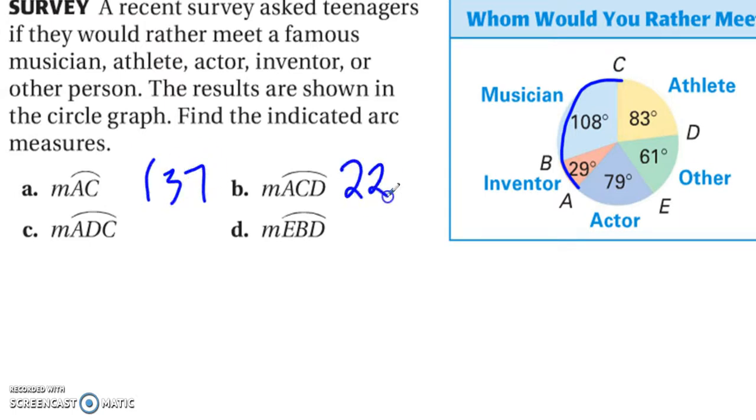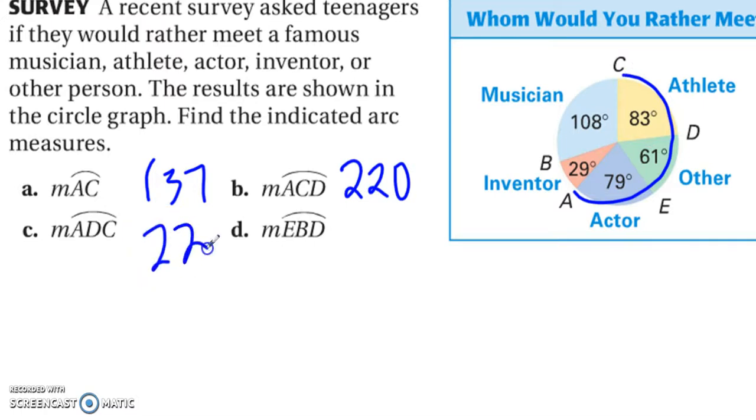And then I have ADC, and ADC goes from here to here. Remember, you have to go around the circle. You can't cut through. So that's everything minus 108 and 29, if you wanted to do it that way, or add up 79, 61, and 83. And I think I got 223.